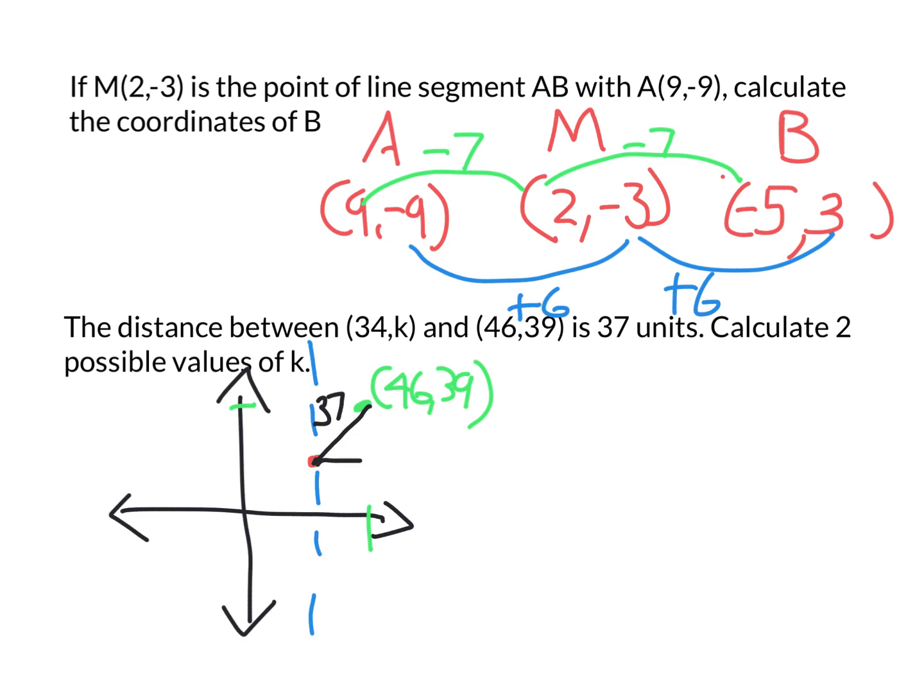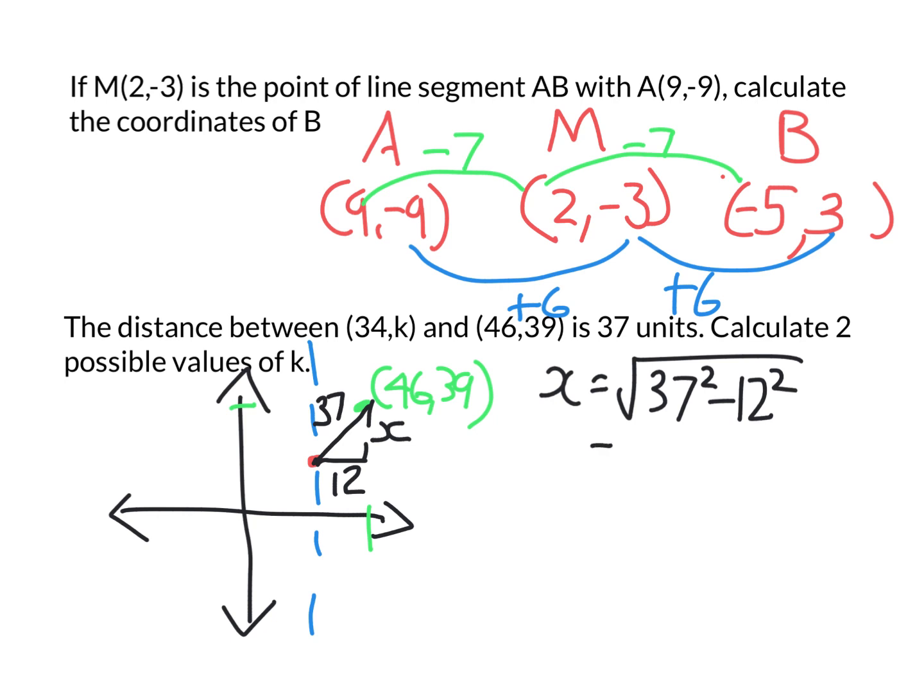Now we know that the run, going from this point to this point, we're going across by 12. It's 46 minus 34. So what then would this distance be? Well, if I just call that x, I can easily figure that out using Pythagoras. Because x is the shorter side of a right-angled triangle, we subtract, and I'm just going to get 35. The distance here has to be 35. So what does that mean? It means k is either 35 more than that or 35 less than that.